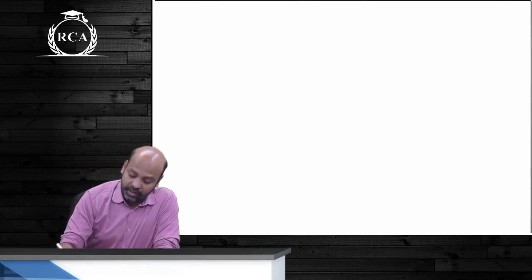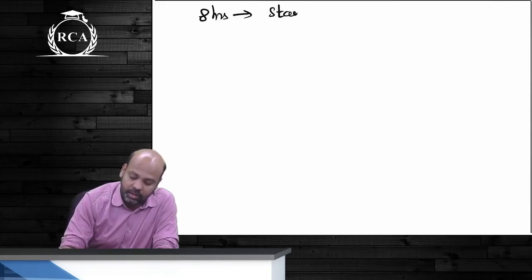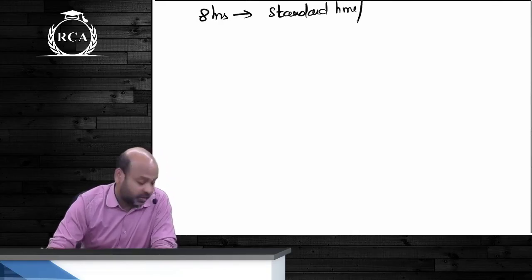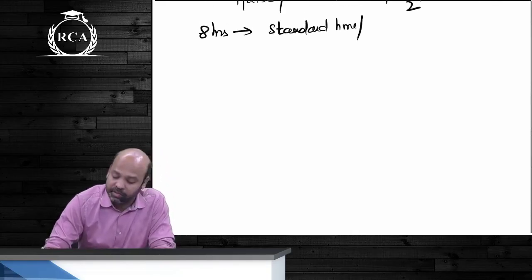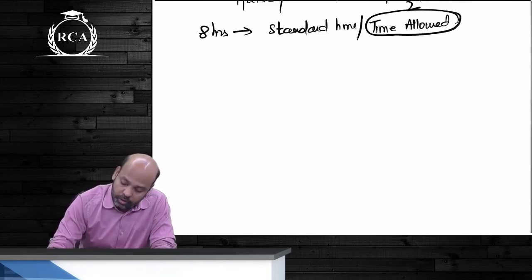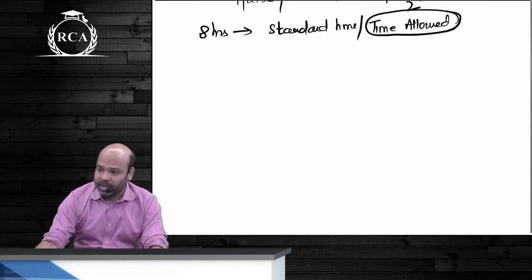Now, let's say beta that the time that is allowed is 8 hours. इसको बोलते हैं standard time, or you can also call it time allowed. In this chapter beta they do not use the word standard time. In all subsequent chapters they will use the word standard time. For the time being they will use the word time allowed.